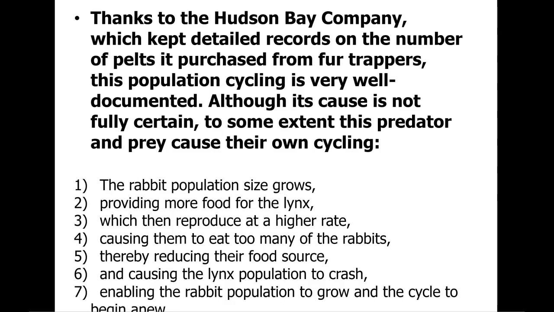So, number one, we have the rabbit population size growing, providing more food for the lynx, which then reproduce at a higher rate, causing them to eat too many of the rabbits, thereby reducing their food source, causing the lynx population to then crash, and enables the rabbit population to then grow, and the cycle begins anew again, over and over.